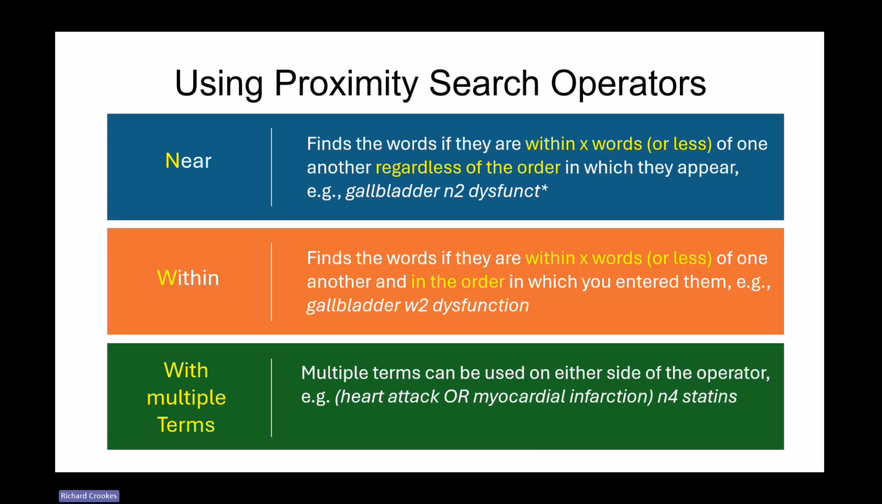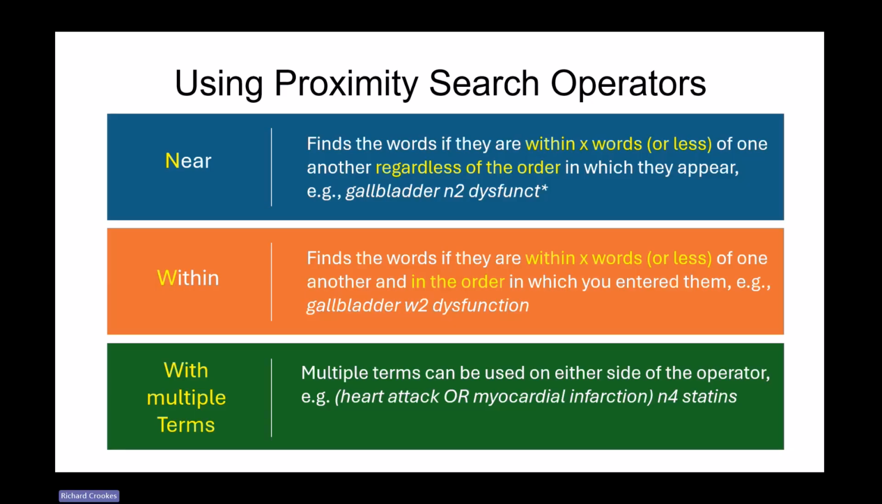Other platforms, for example, I won't name them, but other platforms do have, in fact, I can say this because this is a fact. So just to clarify, ADJ2, for example, in Ovid would be 1 word or less, or say ADJ4 would be 3 words or less, and you can check their website for that. I've had that verified. So again, with other platforms, the numbering may be treated slightly differently. Okay, with EBSCO, it is very specific and literal in that sense. Multiple terms can be used on either side of the operator. So for example, you could search for heart attack or myocardial infarction, and then N4 statins.